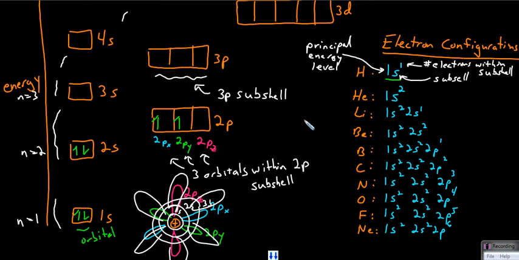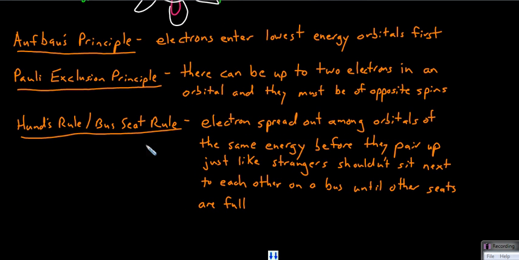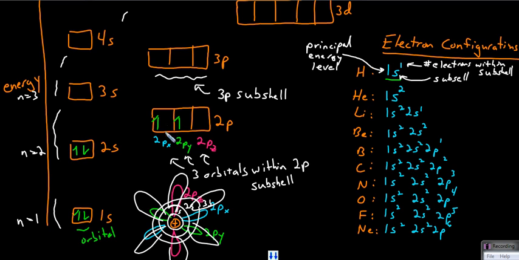Yes, not into this orbital where there was already an electron. You see, Hund's rule, aka we'll call it the bus seat rule, says that electrons spread out among orbitals of the same energy before they pair up, just like strangers won't sit next to each other, or shouldn't sit next to each other, on a bus until other seats are full. That would be a little bit awkward. Yes, this next electron, instead of going here in the same bus seat as this electron, it goes into another empty bus seat.